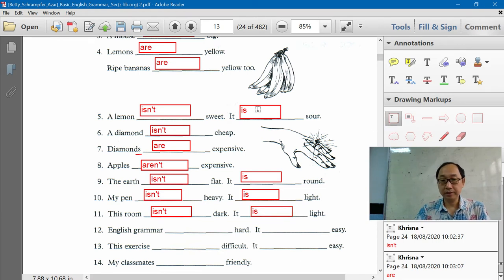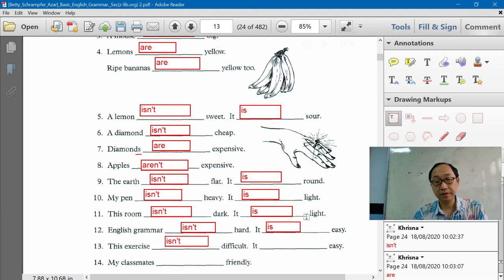English grammar, what do you think? It's hard or easy? I think it's not really hard for me. So I write down English grammar isn't hard, but it is easy. This exercise, is it difficult? I don't think so. The exercise is not difficult. It's easy, but I think it's subjective. So if you answer, it's based on yourself. My classmates, where are my classmates? Nobody's here, but my classmates next door are friendly. My classmates are friendly, so this book is actually for students. Okay, so this is the answer and the right grammar for all of the questions in this book.